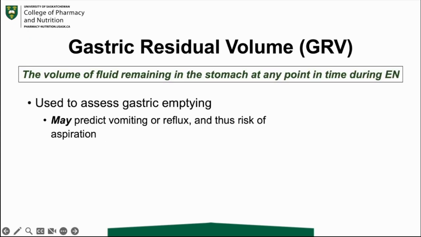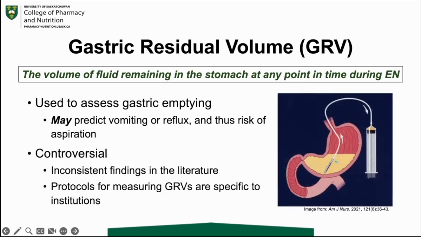One of the many causes of feeding intolerance relates to slowed or delayed gastric emptying. One strategy to assess gastric emptying is measuring gastric residual volume, which is the volume of fluid remaining in the stomach at any point in time. This is typically done by a nurse who aspirates gastric contents of the stomach using a syringe. In theory, if an individual has high GRVs, then they may be at a higher risk of aspiration.